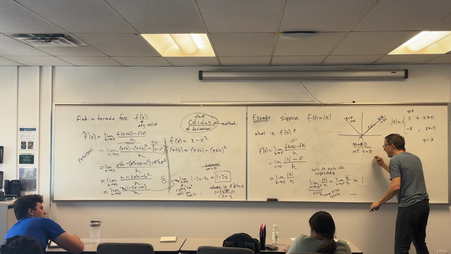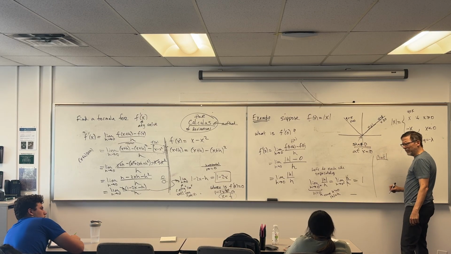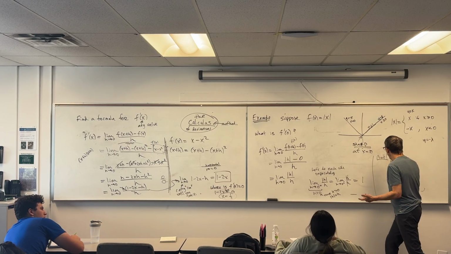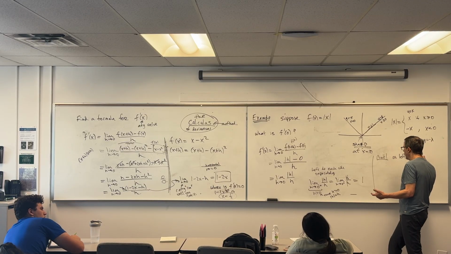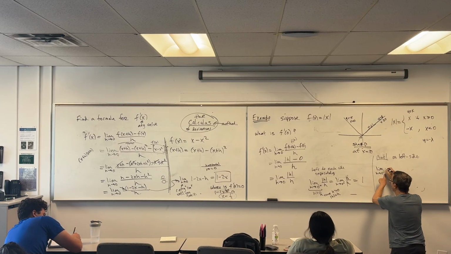Let's do the other side, though. And let's put a little something, because something weird is going to happen. From the right side, or the left side, we have the limit as h goes to 0 from the left. I put a little negative sign. Absolute value of h over h.